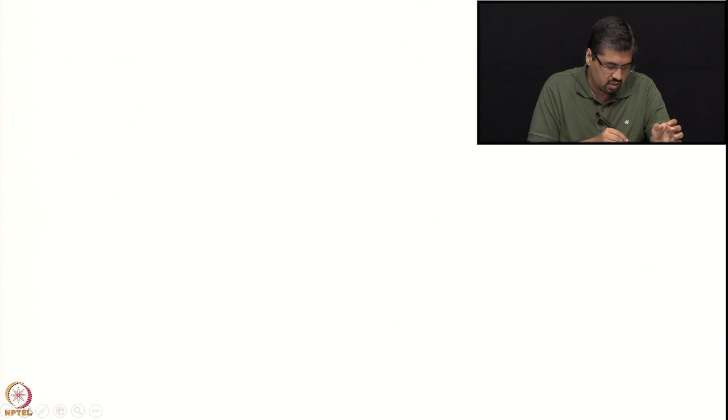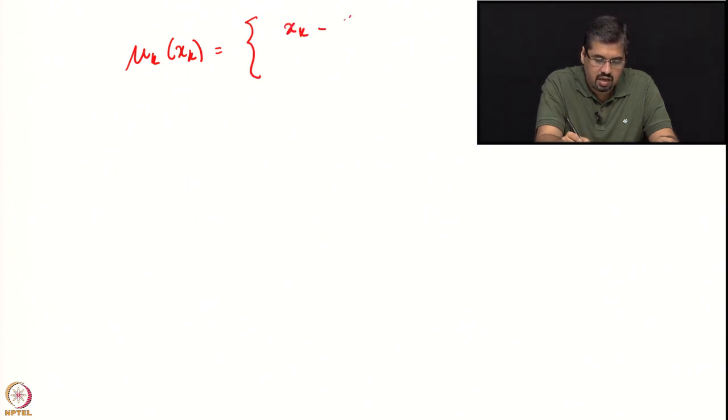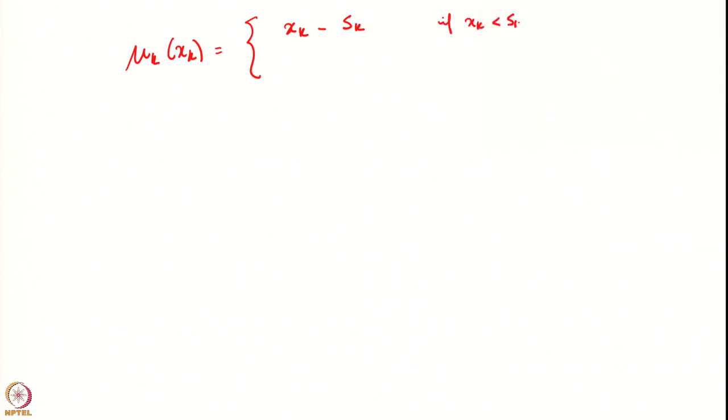Okay. So let us see an example of such a control law. For instance, it can actually be shown that for some reasonable forms of the cost function, the optimal policy at any time k takes the following form. Mu k of x k equals s k minus x k if x k is less than s k, and 0 otherwise. Here s k is a suitable threshold.